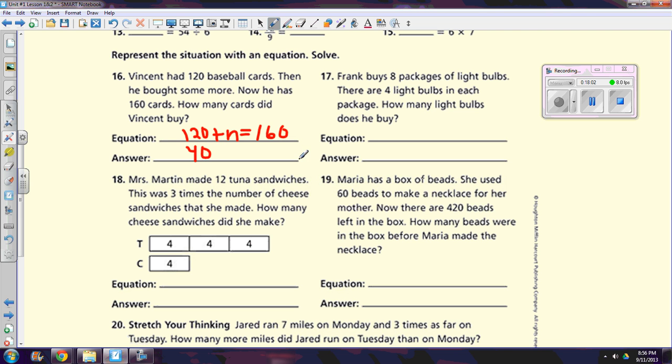Now you could also look at it as 160 minus 120 equals n. Okay?